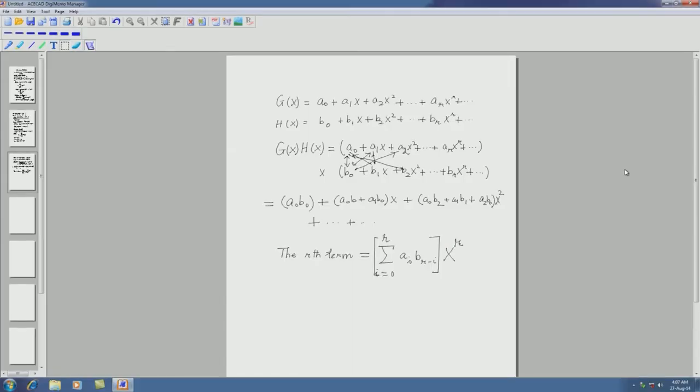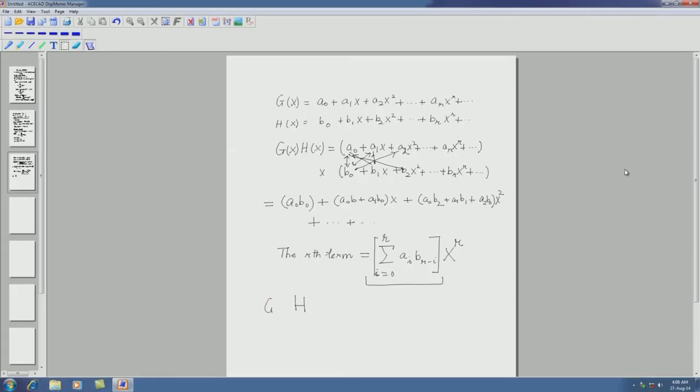Thus, to be more specific, the rth term has x to the power r with it. So, the coefficient of the rth term is sigma a_i b_(r minus i), i runs from 0 to r. Therefore, we see that the coefficient of x to the power r in the product g(x) times h(x) is the convolution product of a and b.